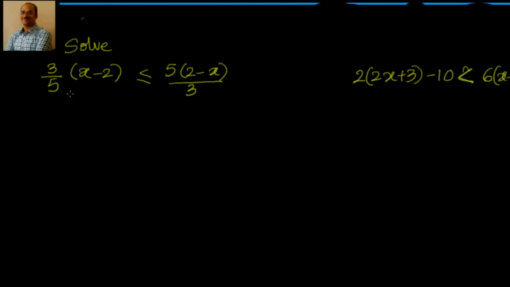Hi friends. So these are the couple of linear inequalities we have, and we'll go ahead and try to solve them. So the first one I have 3 by 5 into x minus 2 less than or equal to 5 by 3 into 2 minus x. Now whenever I look at fractions, immediately I just don't want to have any denominators. I want to convert them without fraction.